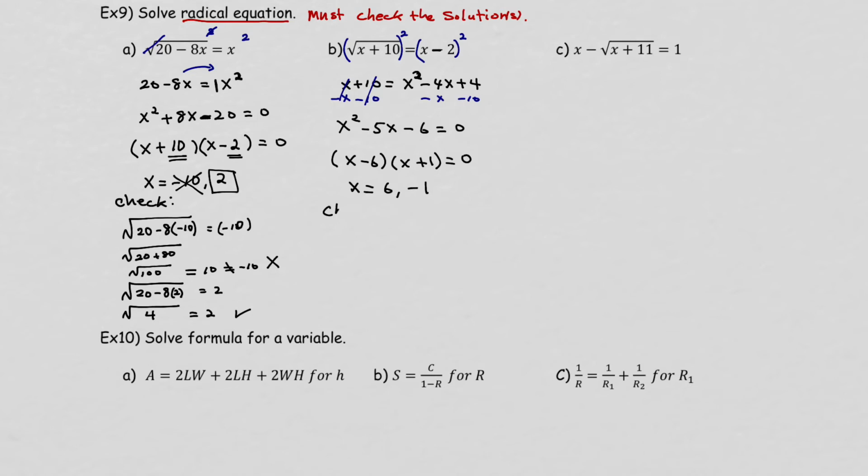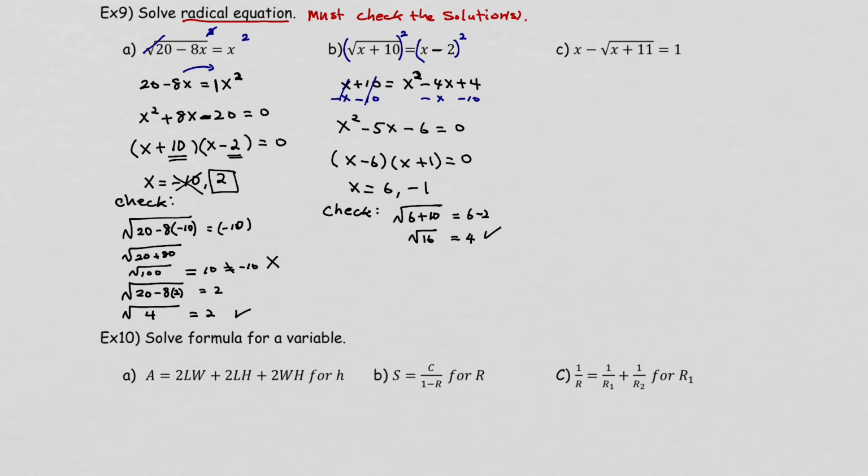Let's see. We can check, and when x is 6, it should be 6 minus 2, which is 4. Let's see if we get 4. That's the square root of 16. Is this 4? Yep. So that's something we can keep.